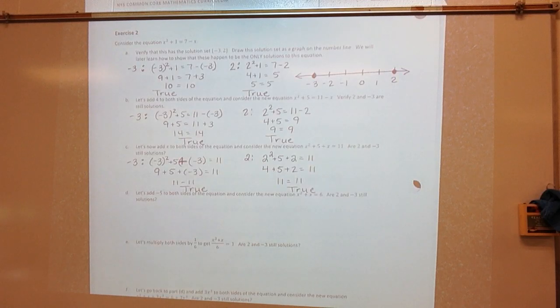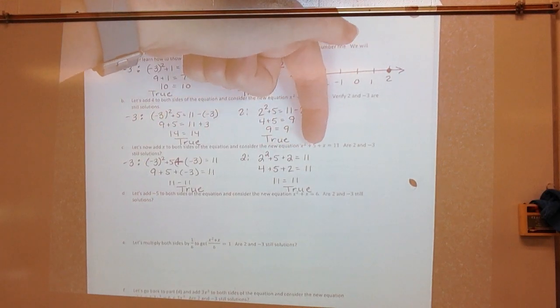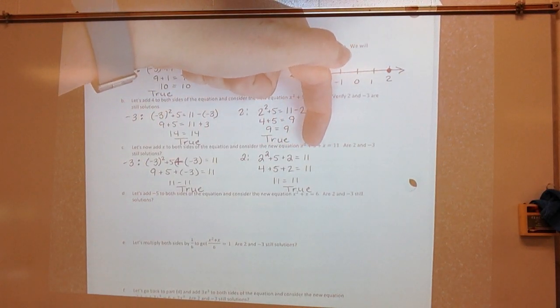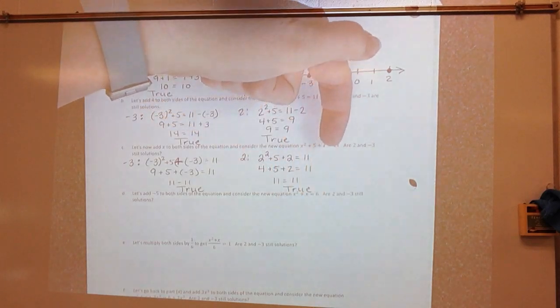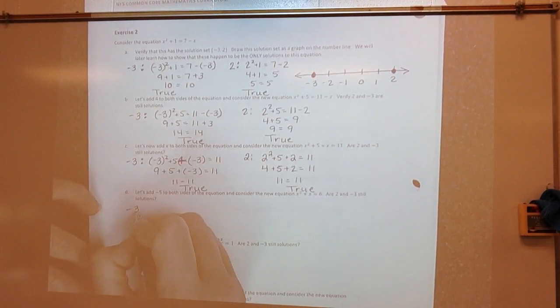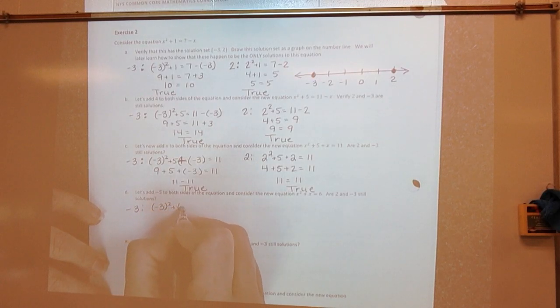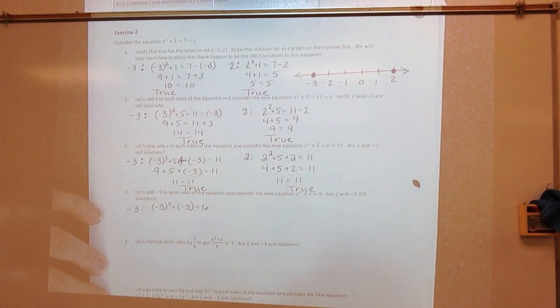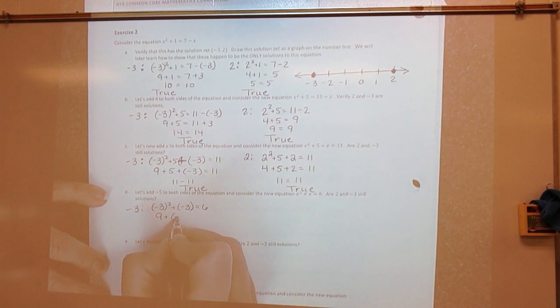Let's add negative 5 to both sides of the equation and consider the new equation, x squared plus x is equal to 6. If I add negative 5 to both sides, 5 minus 5 is 0, so I end up with x squared plus x, and 11 minus 5 is 6. Let's see if 2 and negative 3 are still solutions. Negative 3 squared plus a negative 3 is equal to 6. 9 plus a negative 3 is equal to 6. So 6 is equal to 6. It is true.